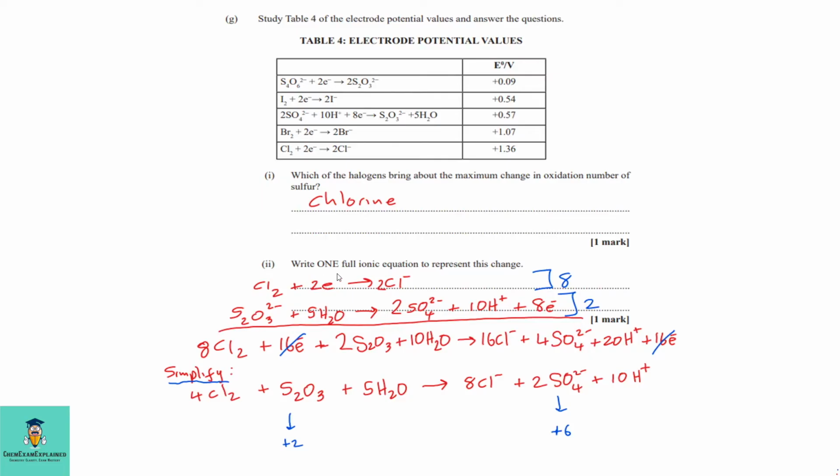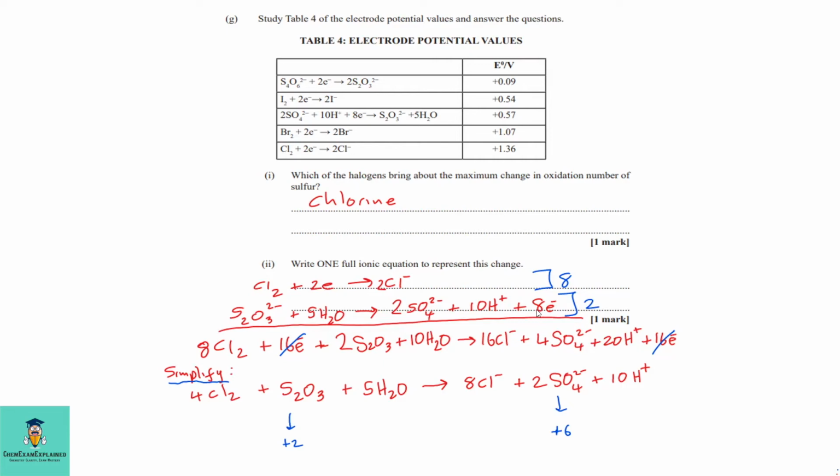Now they want us to write a full ionic equation to represent this change. Now, I think this is unfair for just 1 mark because you must combine 2 half equations and then simplify it. So we are combining Cl2 plus 2 electrons to 2Cl minus, as well as we are combining S2O3 2 minus plus 5H2O to give us 2SO4 2 minus plus 10H plus plus 8 electrons.